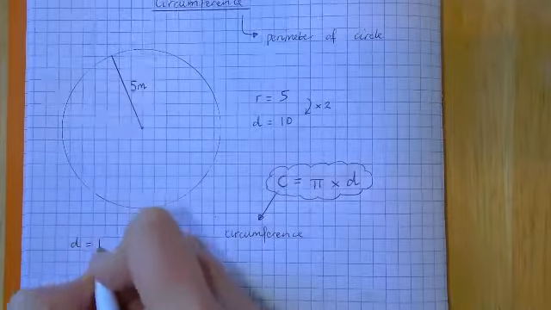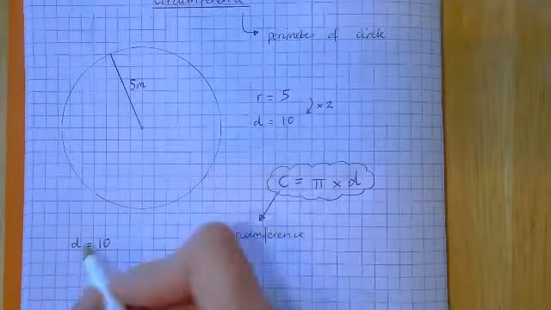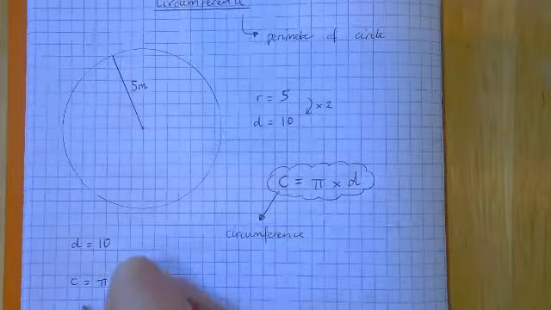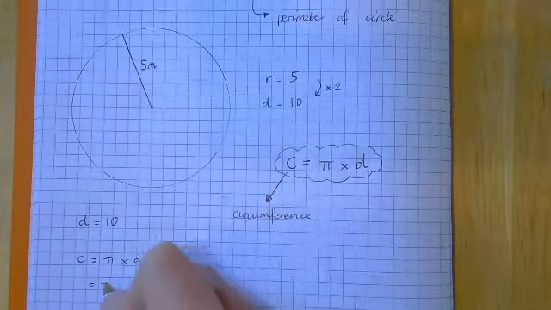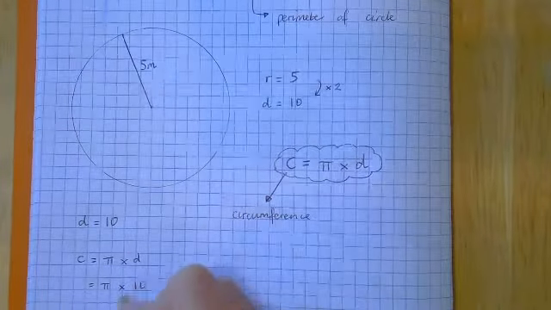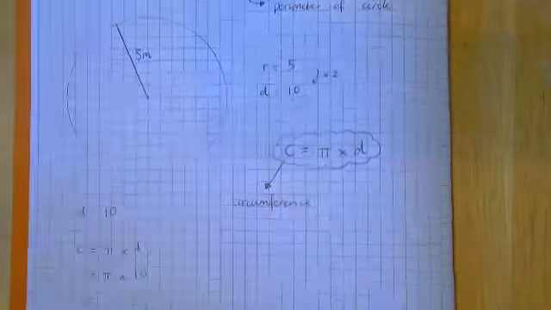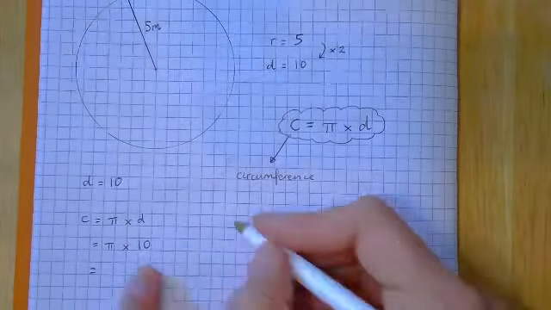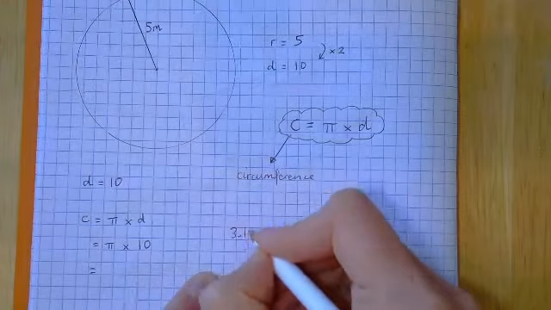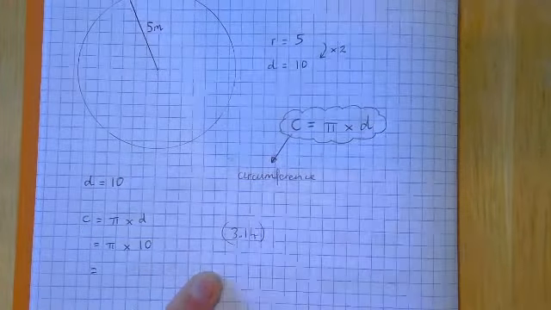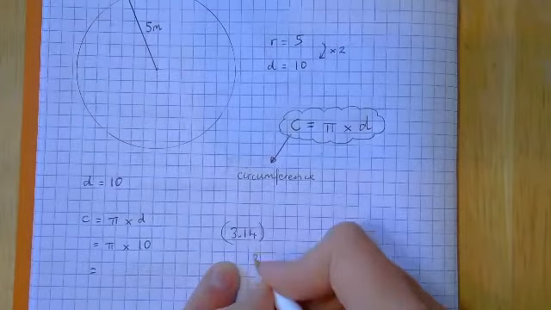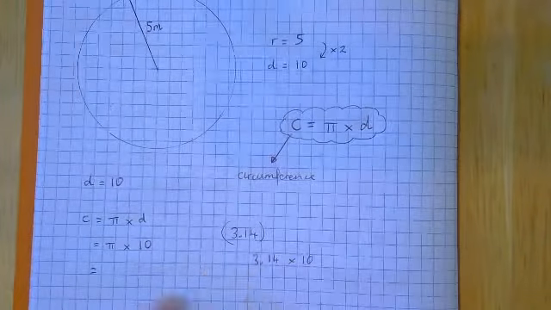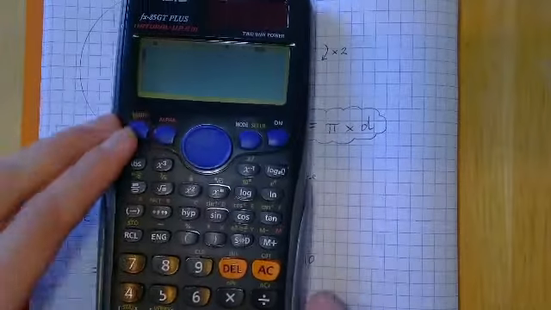So let's have a look at this question then. So I've got that diameter is 10. I've already worked that out. So circumference equals pi times diameter, which is pi times 10. Right, now this is very much a calculator exercise. If you don't have a calculator, instead of pi, you're going to type in 3.14 to your calculator. So you're going to type in 3.14 times 10.